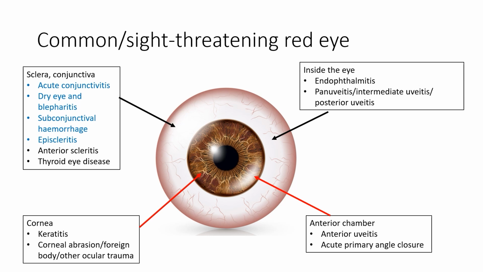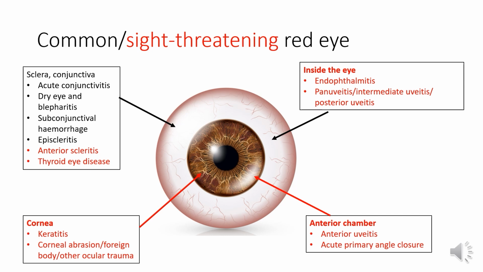Now, just a bit of extra information. Dry eye and blepharitis, that is the inflammation of the eyelid, are actually quite common, particularly for patients with rheumatoid arthritis. Severe dry eye is possible. Thyroid eye disease can also lead to red eye, and we will come to that later on in other videos. Apart from acute conjunctivitis, subconjunctival hemorrhage, and episcleritis, other diseases listed here are actually potentially sight-threatening. Dry eye can also be potentially sight-threatening in severe cases. The details of dry eyes are in a separate video.